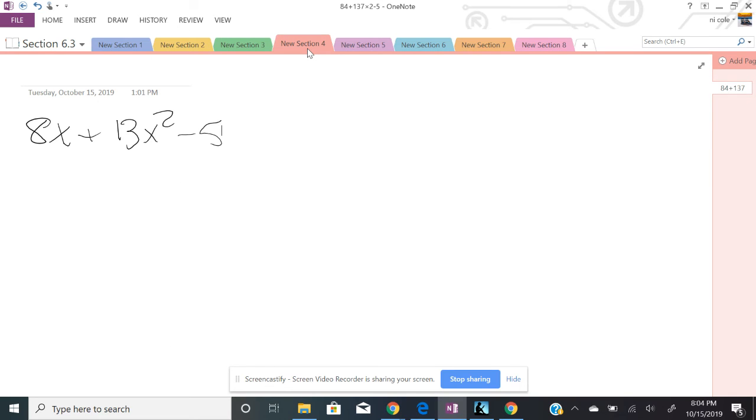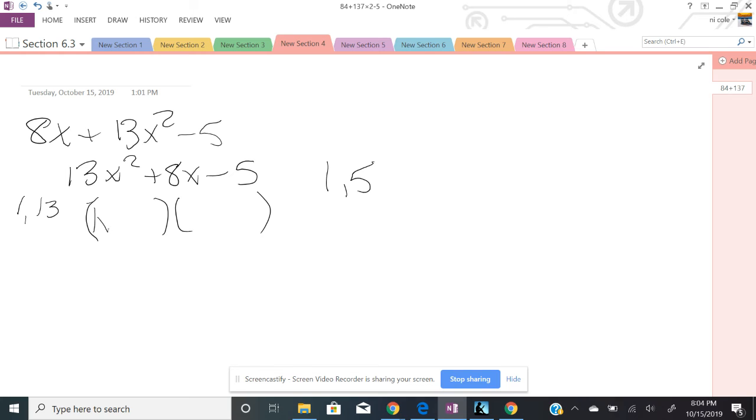So here's one problem. The first thing when you see a problem like this is you want to make sure it's in descending order. So that would be 13x squared plus 8x minus 5. Okay, so I can do my parentheses. What makes 13? 1 and 13. What makes 5? 1 and 5. So I'm going to put 1x and 13x. How do I make a minus sign? Well, one has to be plus, and one has to be minus.